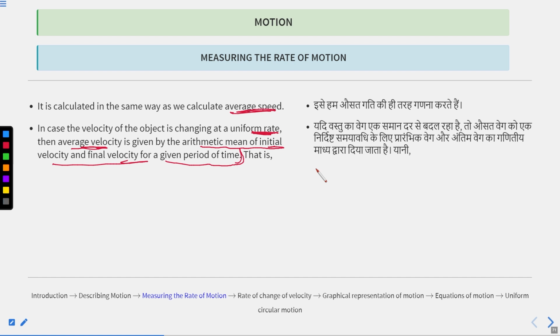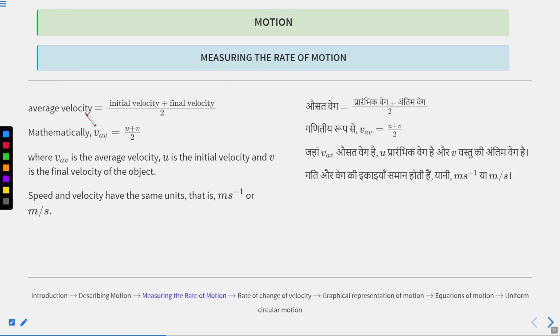Just like displacement, which depends on the initial position and the final position, average velocity also depends only on the initial velocity and the final velocity, and it is the arithmetic mean of initial velocity and final velocity. It means that V average is equal to initial velocity plus final velocity divided by 2, mathematically V average = (U + V)/2, where U is the symbol of initial velocity and V is the symbol of final velocity.